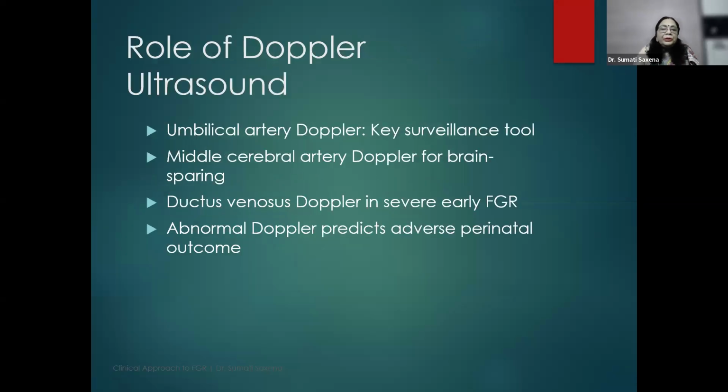And when you do ultrasound, there is a very important role of Doppler ultrasound. By Doppler ultrasound, umbilical artery Doppler is a key surveillance tool. And the changes in the umbilical artery are followed by the middle cerebral artery for brain sparing effect. And then lastly, ductus venosus Doppler in severe early FGR. So abnormal Doppler predicts adverse perinatal outcome.